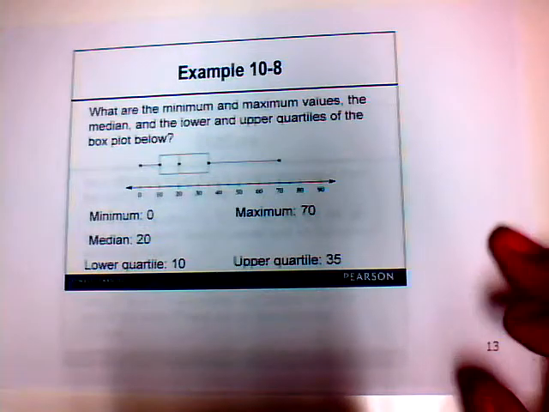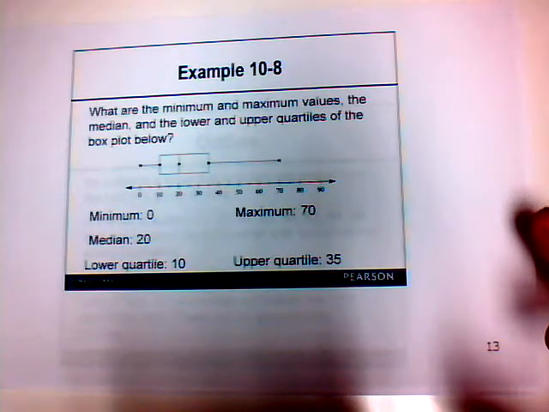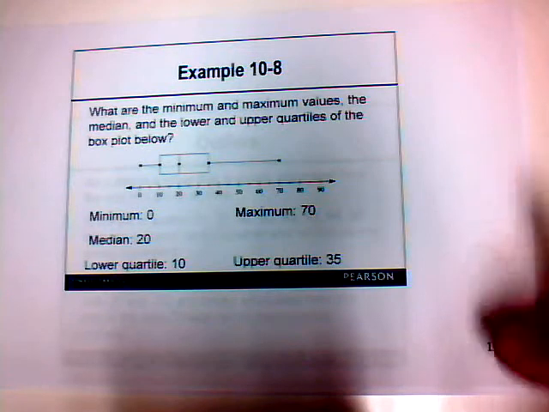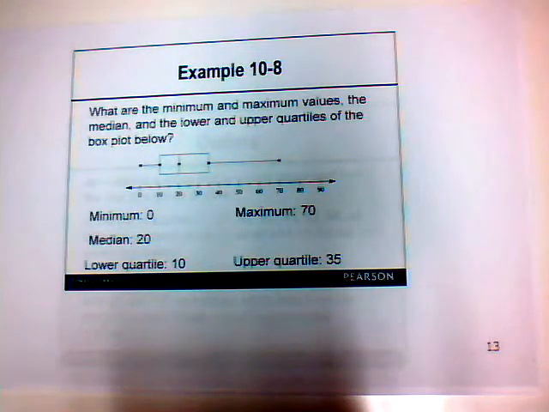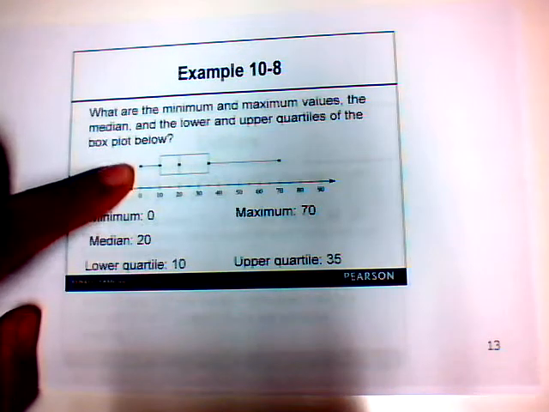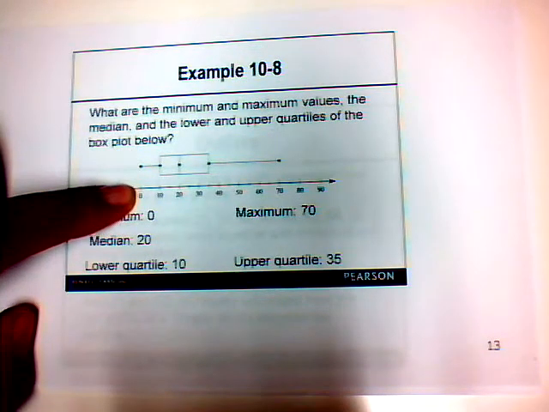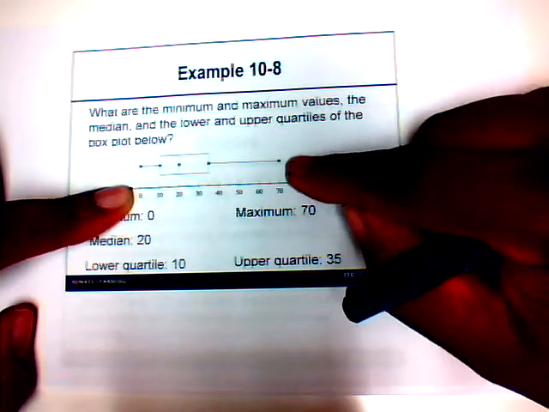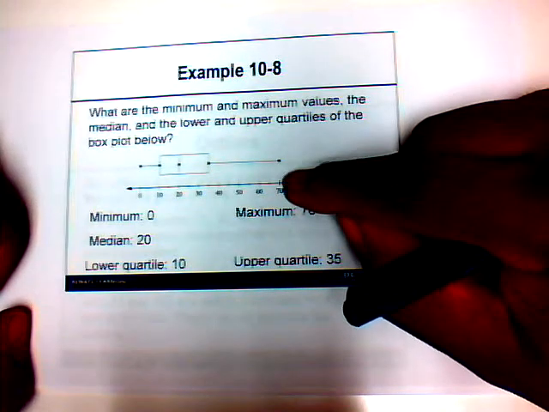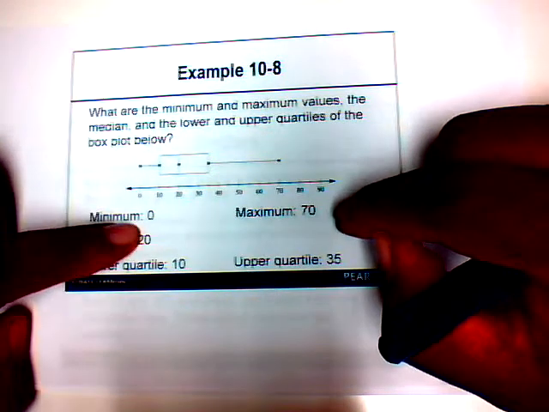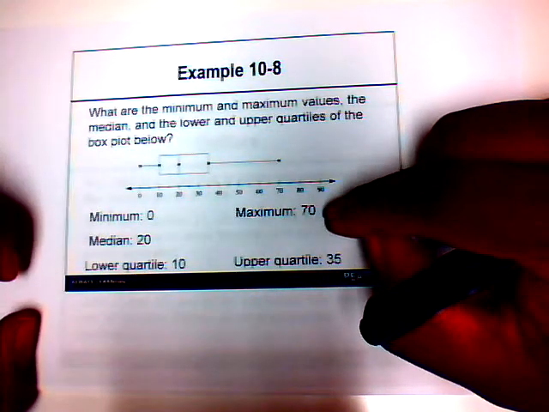In this example, what are the minimum and maximum values, the median, and the lower and upper quartiles of the box plot below? Here the minimum, as you can see, is 0. The maximum is this dot right here. That's 70. So the minimum is 0, the maximum is 70.